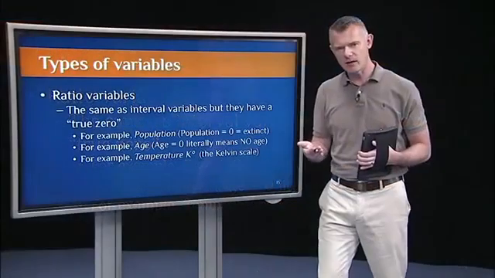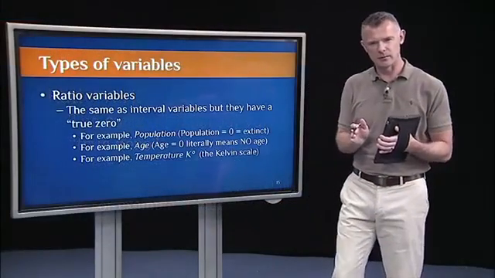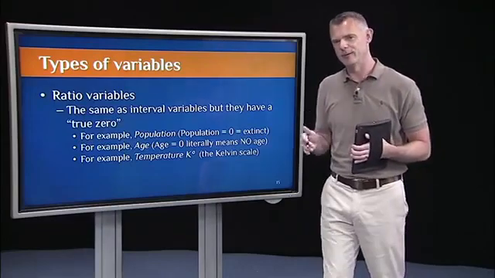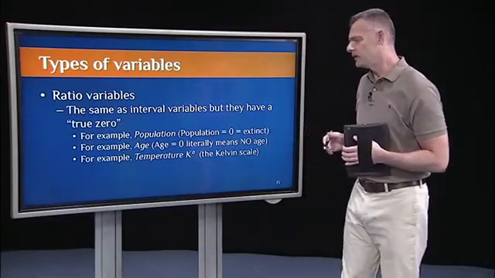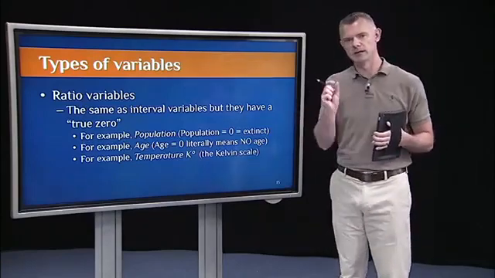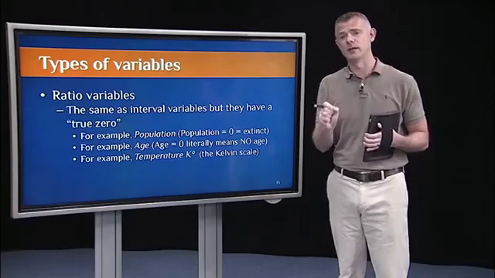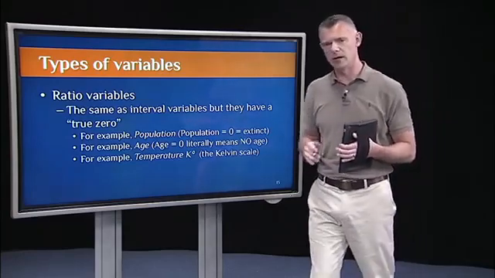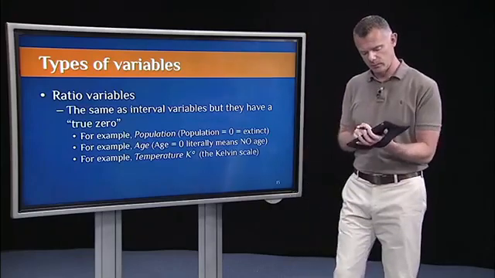So temperature on the Kelvin scale, we're not used to temperature on the Kelvin scale unless you've taken a lot of chemistry courses. You might be used to that. But temperature on the Kelvin scale is a ratio variable because 0 Kelvin is absolute 0. It means no temperature, it's absolute 0. So temperature on the Kelvin scale is a good example of a ratio variable.